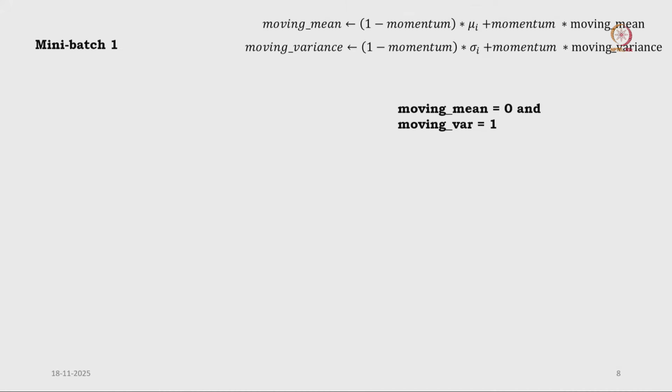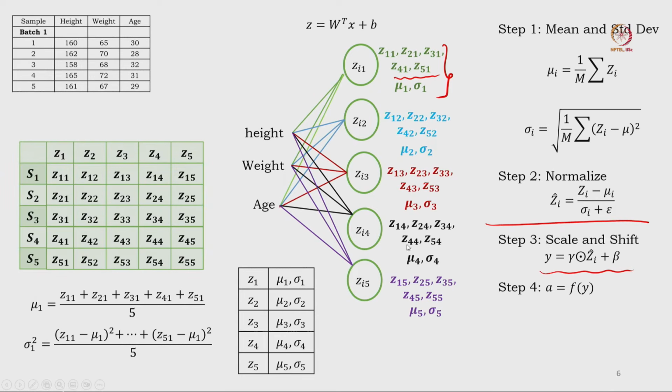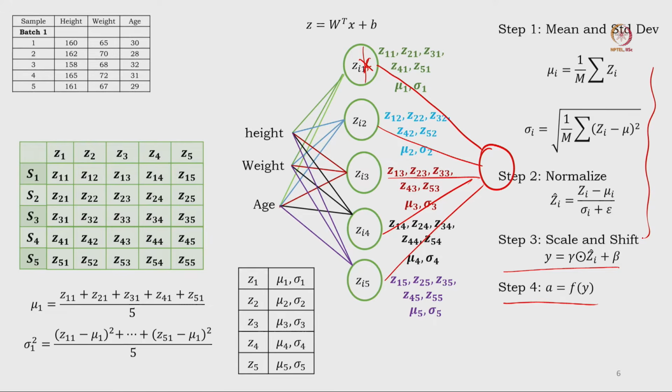So, this is all what we have done up till now. You have calculated mean, standard deviation, normalized, step 3 is done, then you have passed to step 4, activation. Whatever is the output is then passed to an output layer. Earlier it was a z value passed to an activation; now it is not passed directly, it goes through all of these steps and then you pass it on.